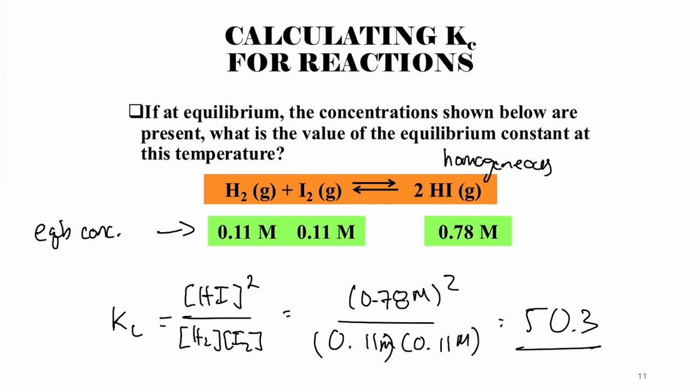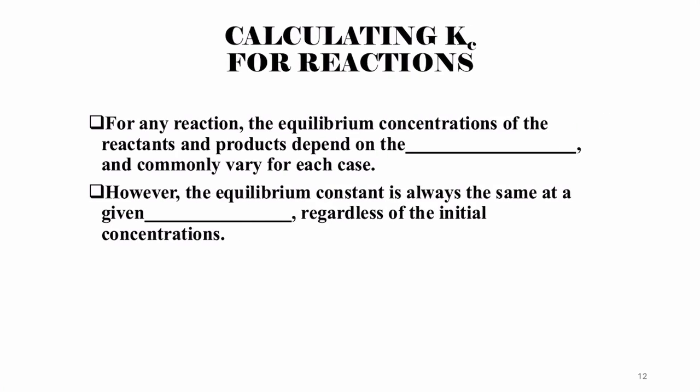And so just to reiterate, for any reaction, the equilibrium concentrations of the reactants and products depend on what? Right. So the equilibrium concentrations can be different or the same at equilibrium, depending on the initial concentrations.